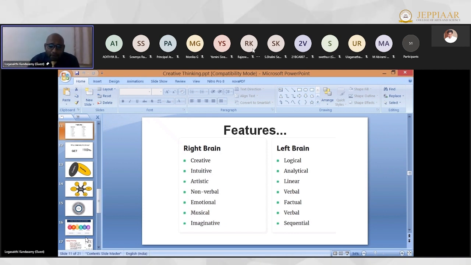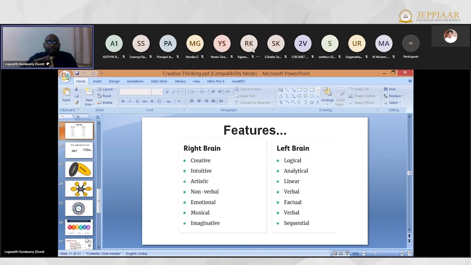You could see that right brain people are more creative and always intuitive. Before taking any decision, they ask their intuition, and they are artistic, non-verbal, emotional, musical, and imaginative. Right brain people involve much in music, art, and the cultural aspects, like poem writing and speaking. So they work creatively.